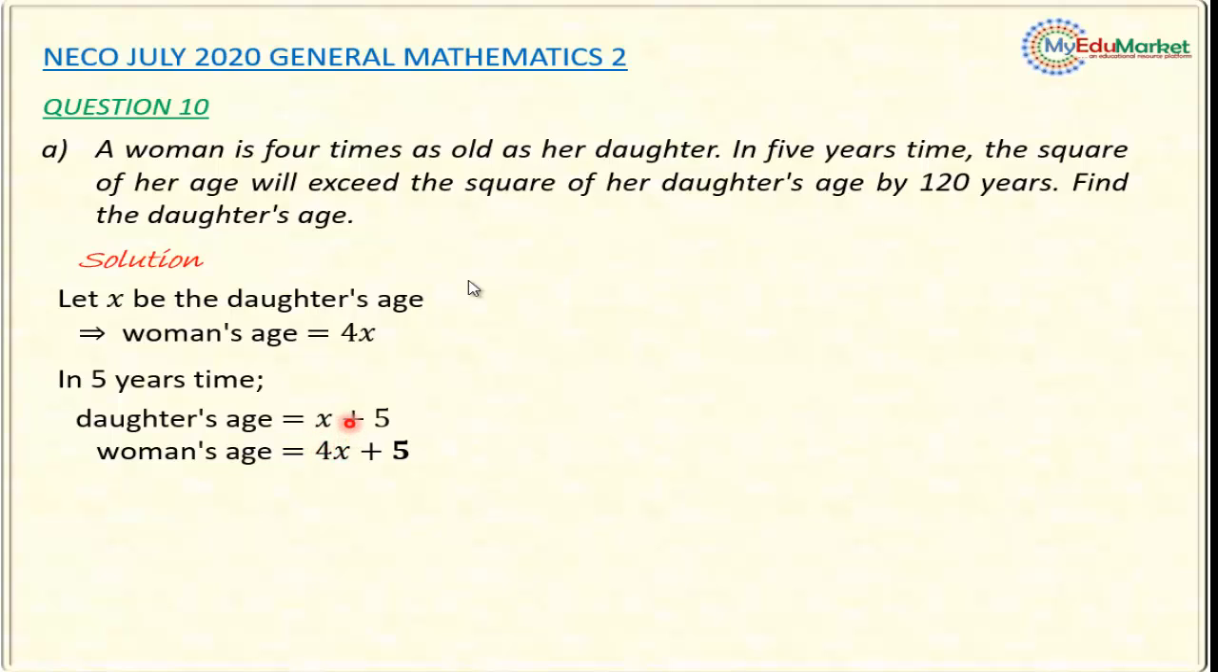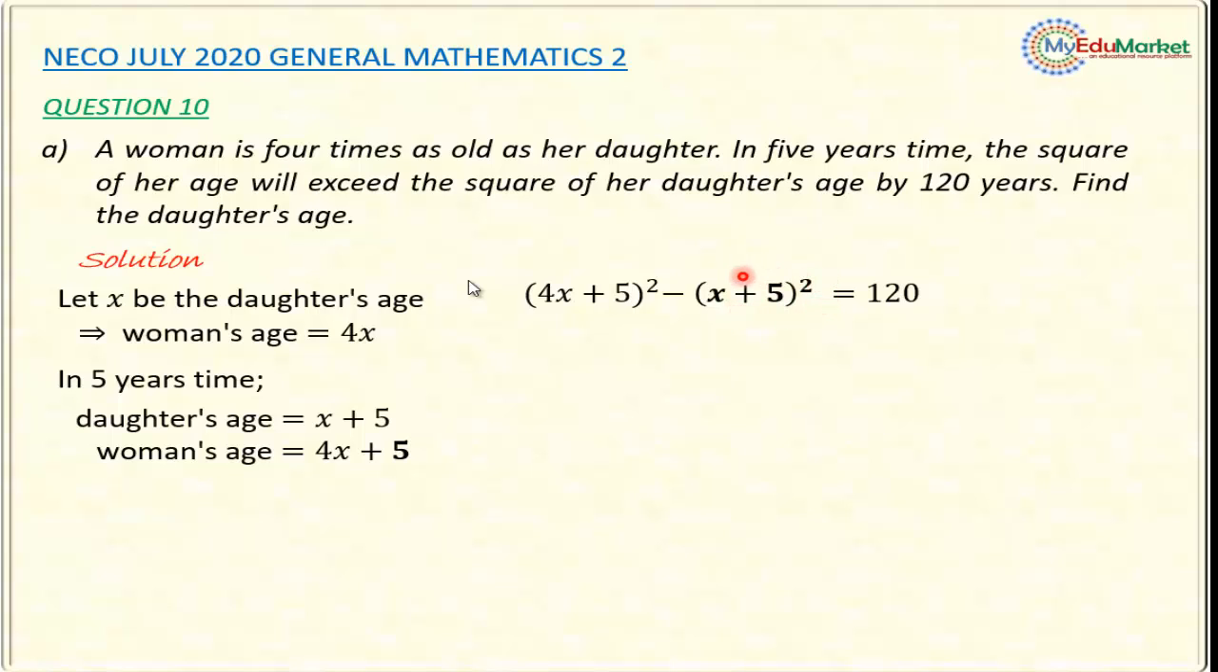So I'm going to use this to form the equation in which it says in 5 years to come the square of the mother's age will exceed the square of the daughter's age by 120. So let me form that equation. I'm going to have 4x plus 5, the age of the mother in 5 years to come, and then I square it. This is the square of the mother's age in 5 years to come. Then x plus 5 is the age of the daughter in 5 years to come, but I'll square it. That is the square of the age of the daughter in 5 years' time.